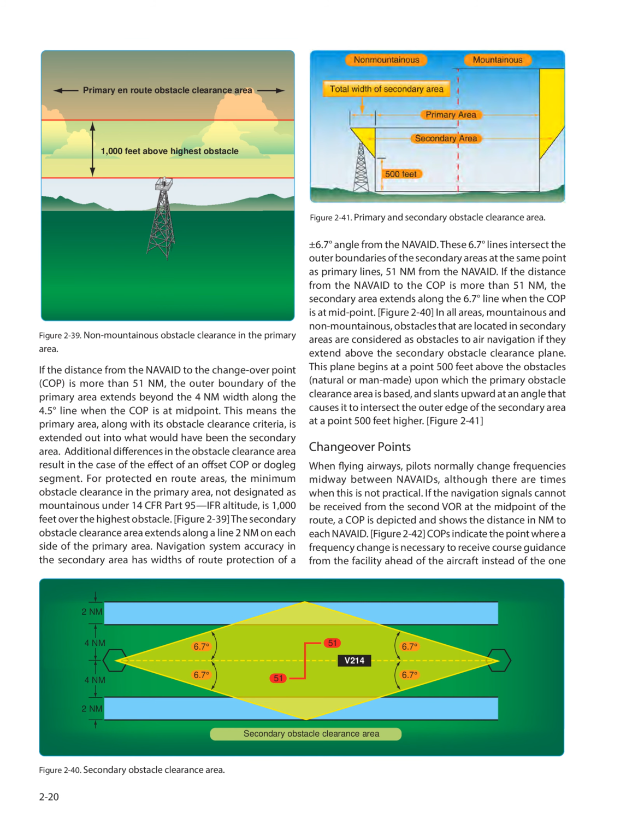Figure 240. In all areas, mountainous and non-mountainous, obstacles that are located in secondary areas are considered as obstacles to air navigation if they extend above the secondary obstacle clearance plane.